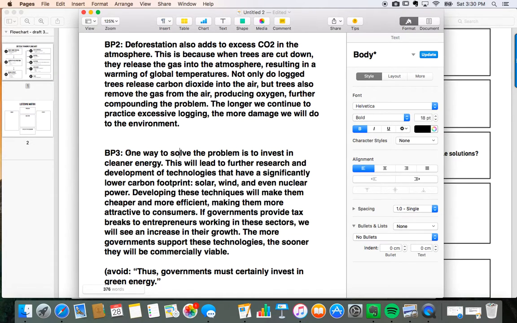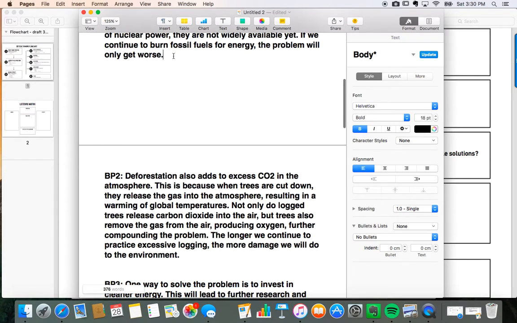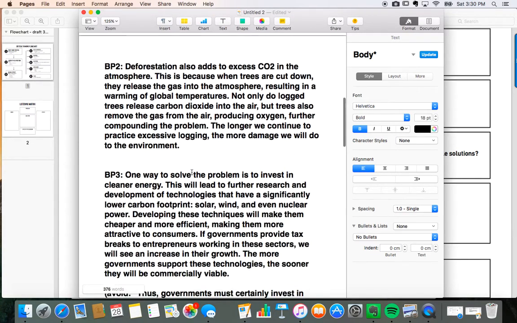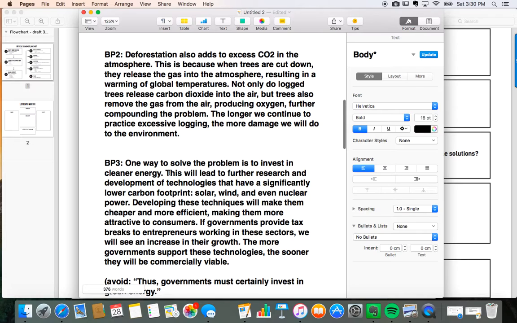So here again, I've got a very simple sentence. Subject, verb, right? One way to solve the problem is to invest in cleaner energy. Again, simple. Solve the problem, clean energy. As I said, you could just start that up here, but I've decided to keep it separate, and then I'll show you how to develop it.